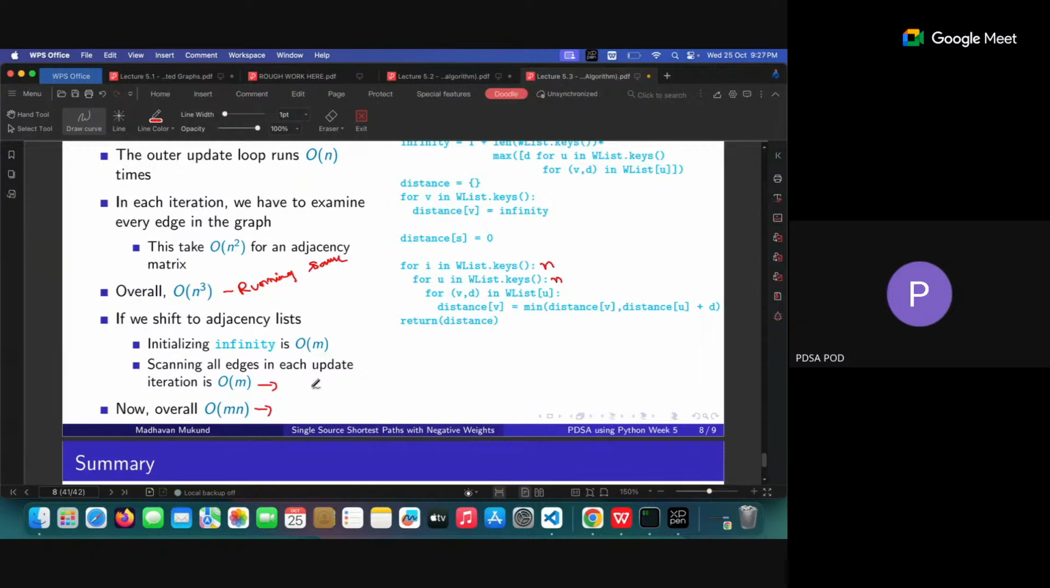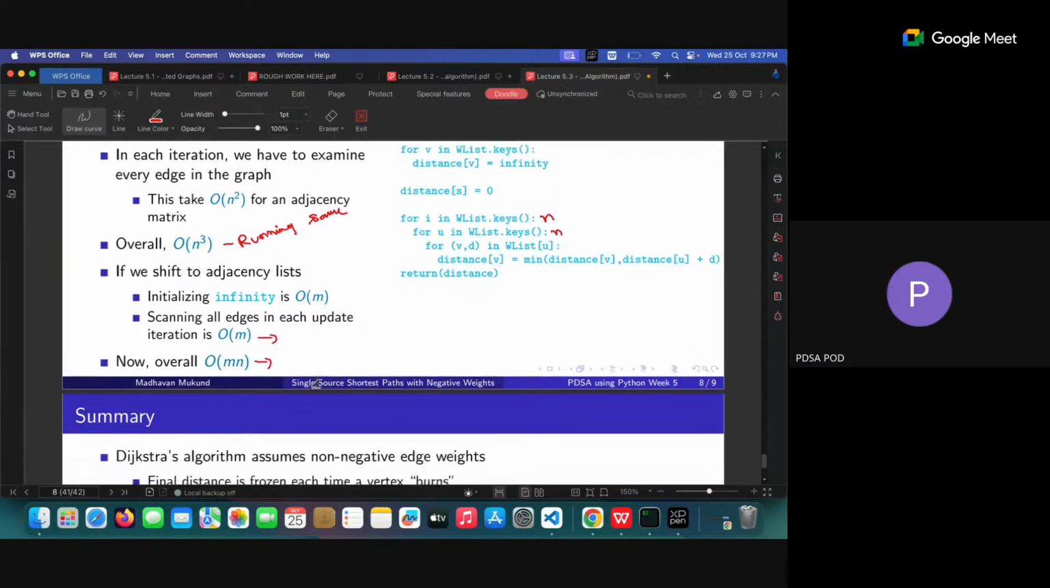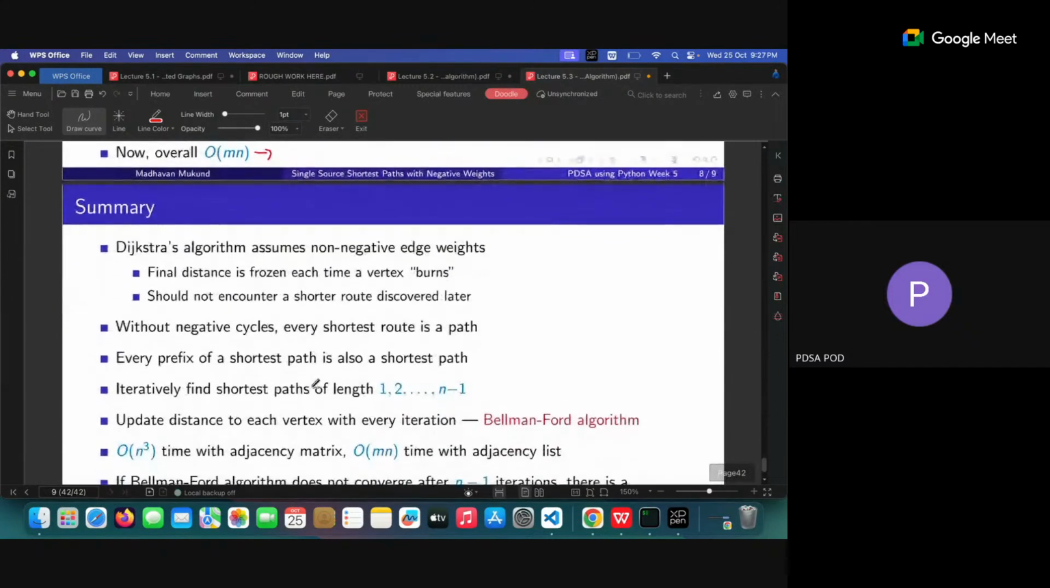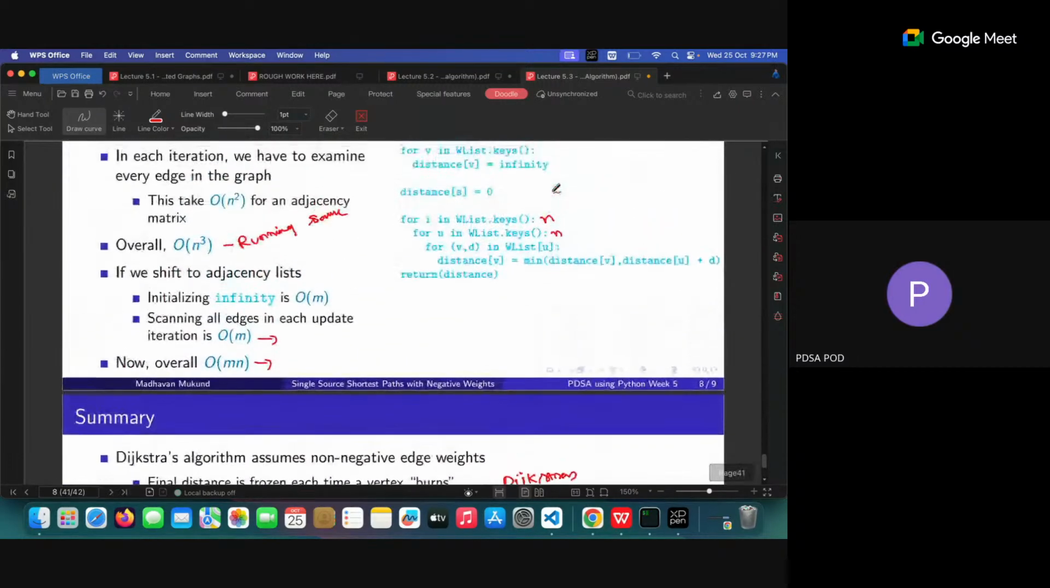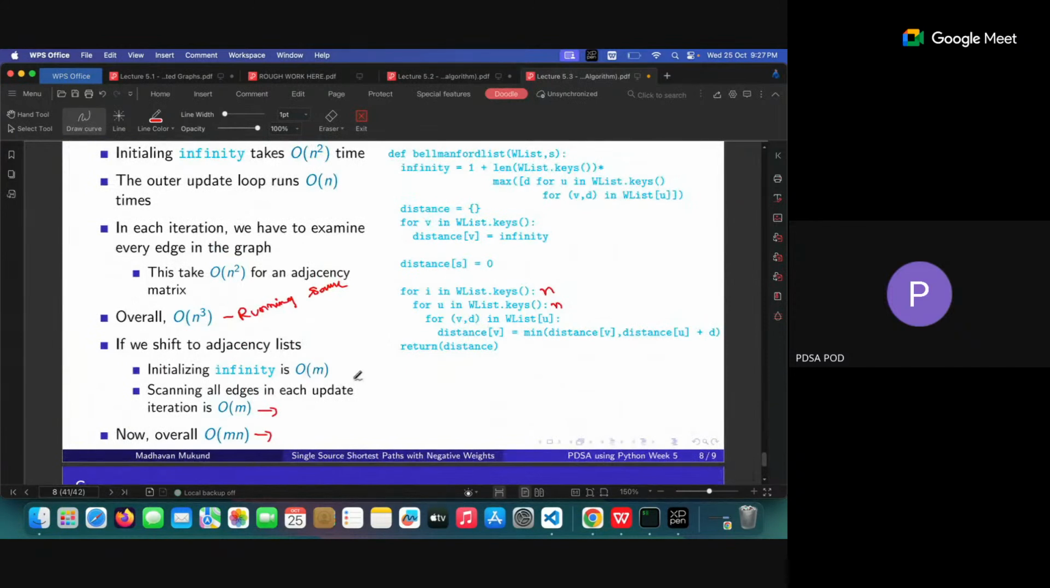This is what the Bellman-Ford is. So both Dijkstra's and Bellman-Ford are going to be single source only. But the difference is in Dijkstra's. So running time complexity is n cube only, n cube for the weight matrix, the adjacency matrix. But if an adjacency list is used, it is somewhat reduced. So overall it is m into n.